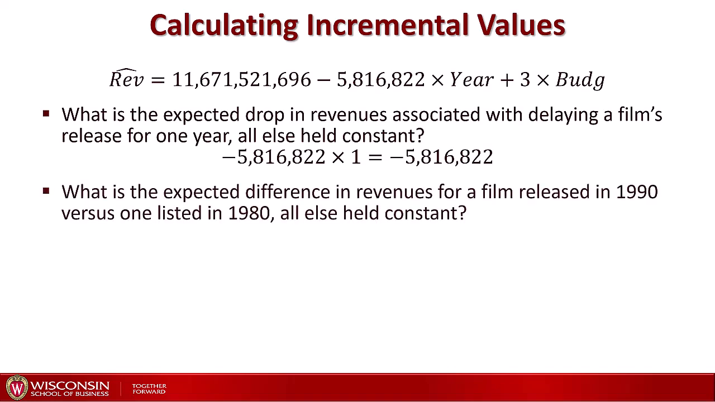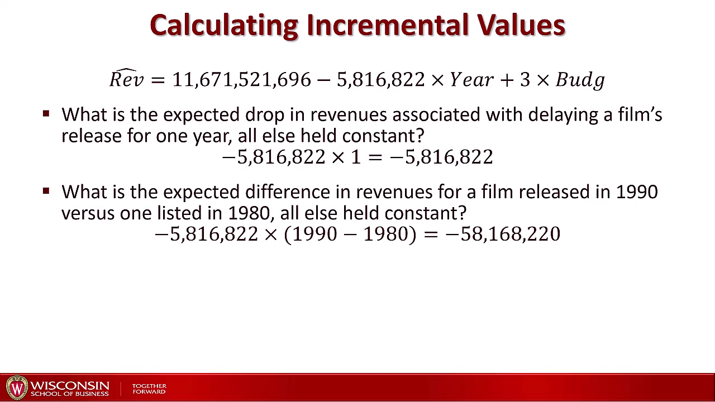We can also ask, what is the expected difference in revenues for a film released in 1990 versus one released in 1980, all else held constant, so not changing the budget again. In that case, only the year is changing again, and so we take the slope coefficient for the year, minus 5 million, times the difference between the two years, so 1990 minus 1980, and we find that the expected difference is roughly minus 58 millions.